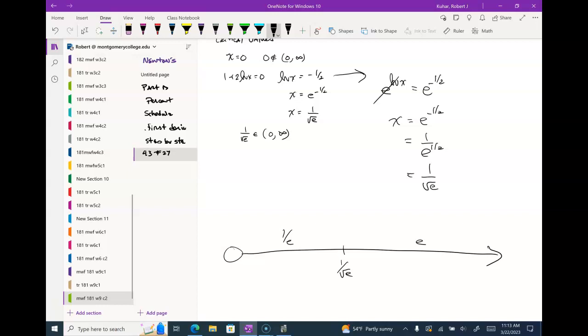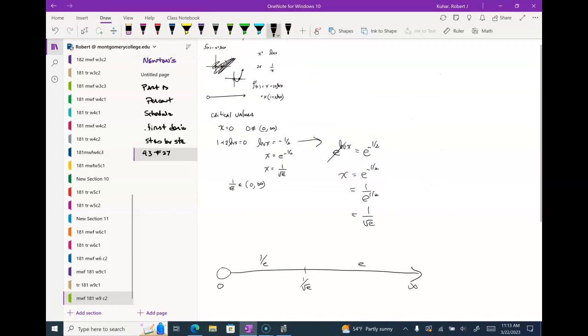Now, you can kind of be lazy with this part. All I really need to know are the intervals from 0 to 1 over square root of e, and from 1 over square root of e to infinity, right? That's all I really need to know. I'm going to put these values in just so you can see it. What I really want you to do is just look at the graph and know that the first derivative is going to be negative here and positive here. Remember, I'm checking the first derivative.